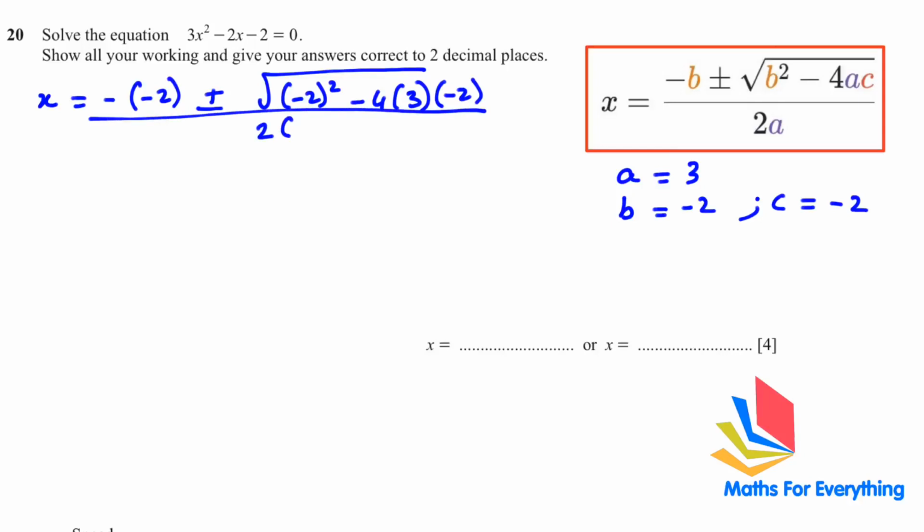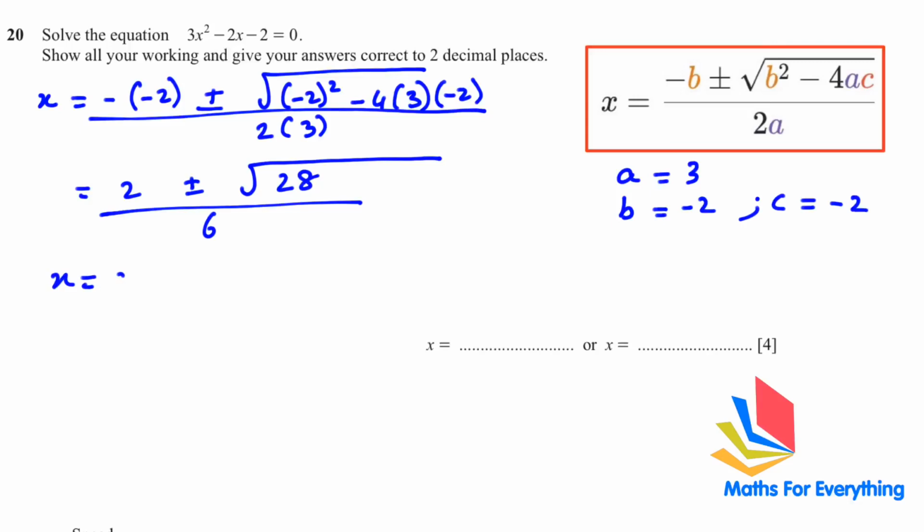over 2 times 3. Put this in the calculator, you will get 2, plus and minus. Now, put these numbers in the calculator without the square root sign, and you will get 28. And 2 multiplied by 3, which is in the denominator, is 6. After this step, write x equals 2 plus square root 28 divided by 6, and x equals 2 minus square root 28 divided by 6.